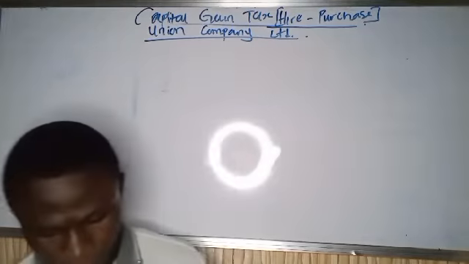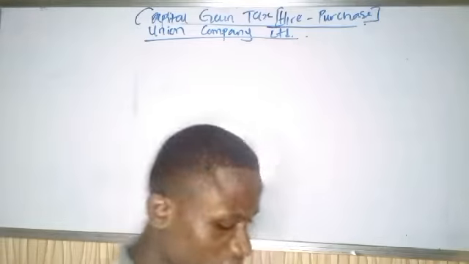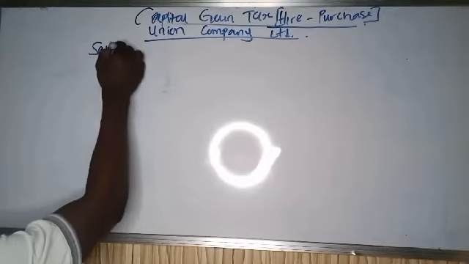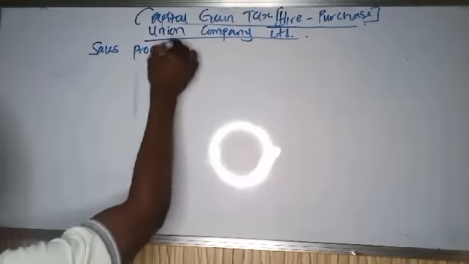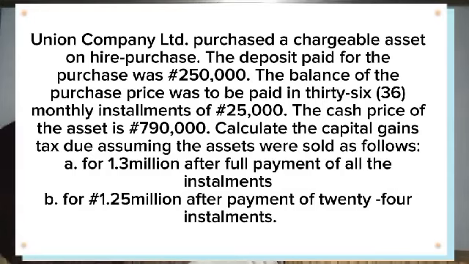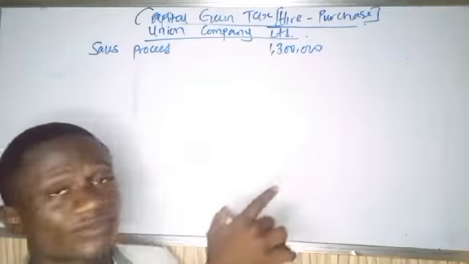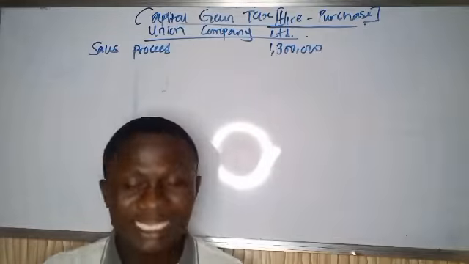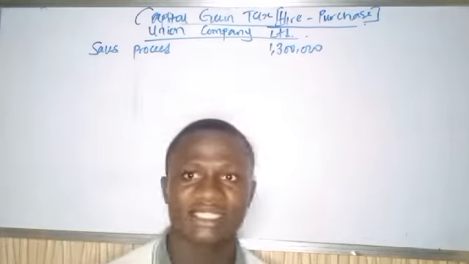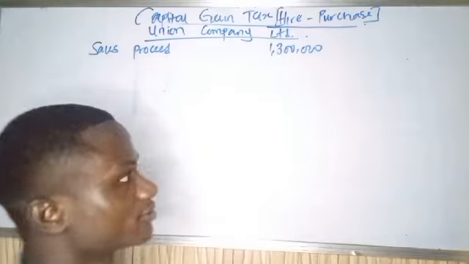If you look at this question, let's start with the first one, which is the sales proceeds. Our sales proceeds here for the first instance is 1,300,000. But for this assumption of 1,300,000 for the sales proceeds, we are assuming that he has made full payment, so he has completed the payment. But let's do something very small. Let's do a kind of mini calculation before we proceed.